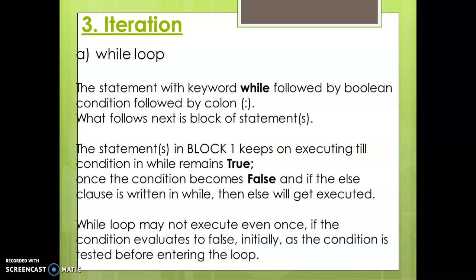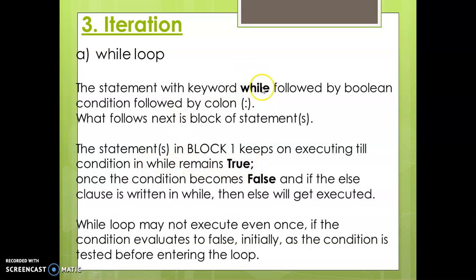First, the while loop. What is a while loop? The statement with the keyword while. The keyword while is followed by a Boolean condition, any Boolean condition you give, followed by a colon. At the end you have to apply a colon. What follows is the next block of statements. Here the statements in block 1 keep on executing till the condition in the while remains true.